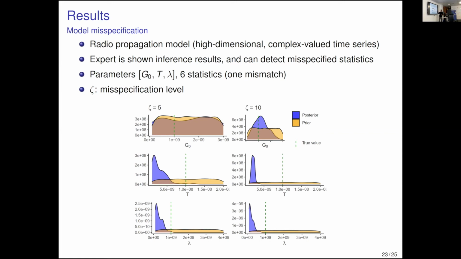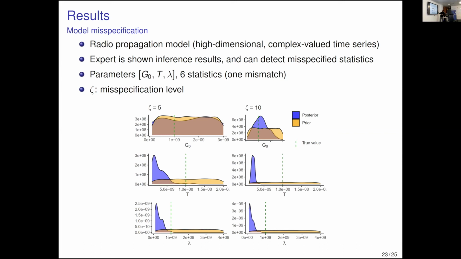When we added the misspecified statistics, I didn't explain that one. So there's 6 statistics. One of them, we artificially make it different than what the model gives. So we add some noise onto one of them in the observed data, but for the simulator, we don't do anything. So what happens here is that, as you can see, for these two, the posterior gets shifted, as we saw with the behavior in the beginning, towards one of the prior boundaries. If you increase the misspecification level, this just becomes more prominent.